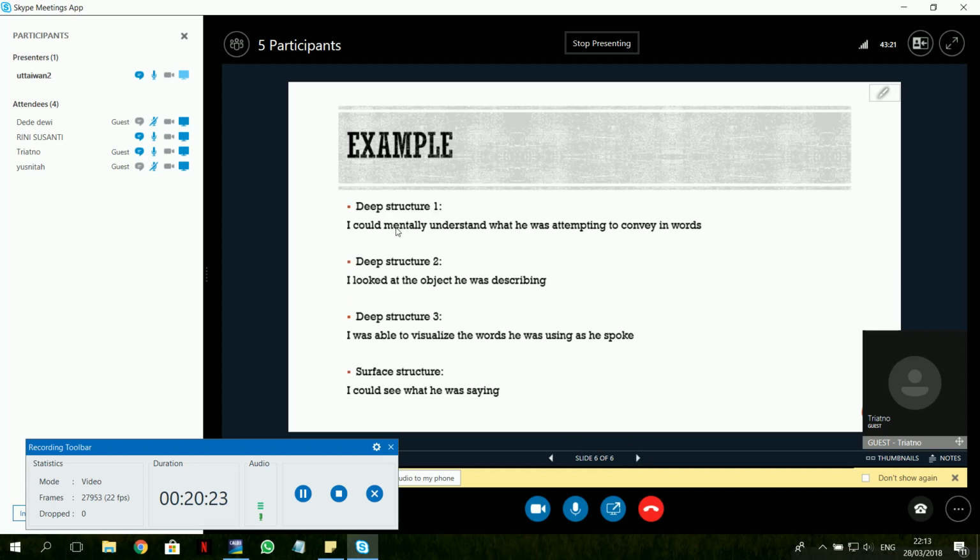Now, for example again, the deep structure number 1, I could mentally understand what he was attempting to convey in words. Deep structure number 2, I looked at the object he was describing. Deep structure number 3, I was able to visualize the word he was using as he spoke. And the surface structure is I could see what he was saying. See? Okay, I give you a few minutes to read this first. Silakan dibaca dulu, dipahami, baru setelah itu kita diskusi.